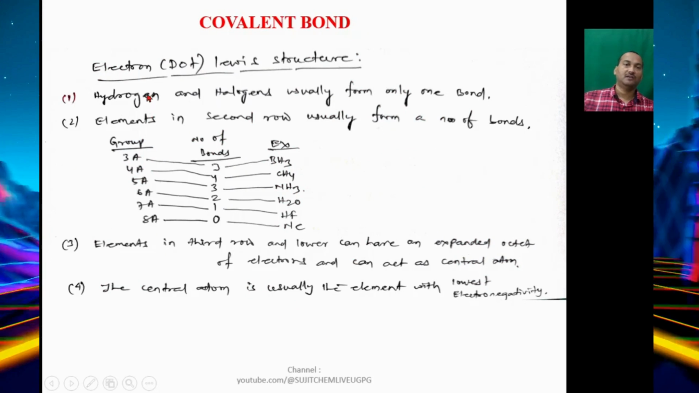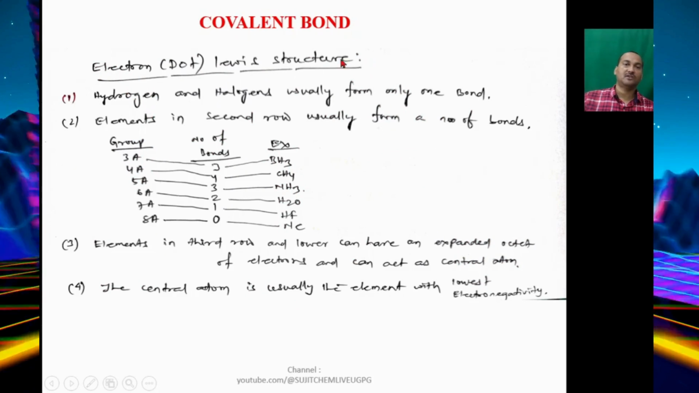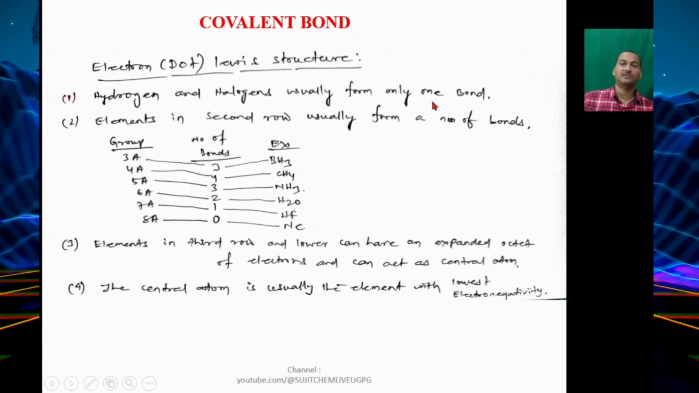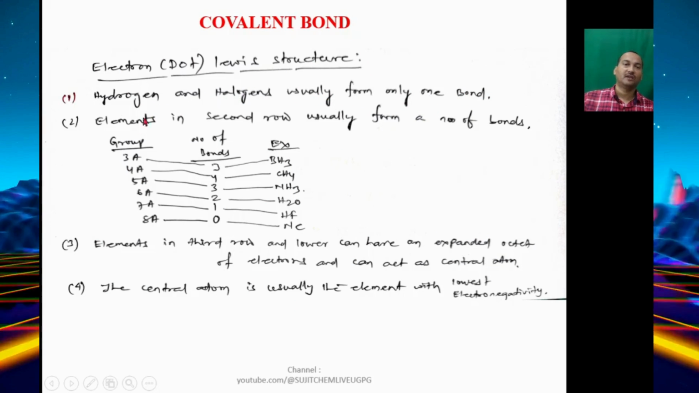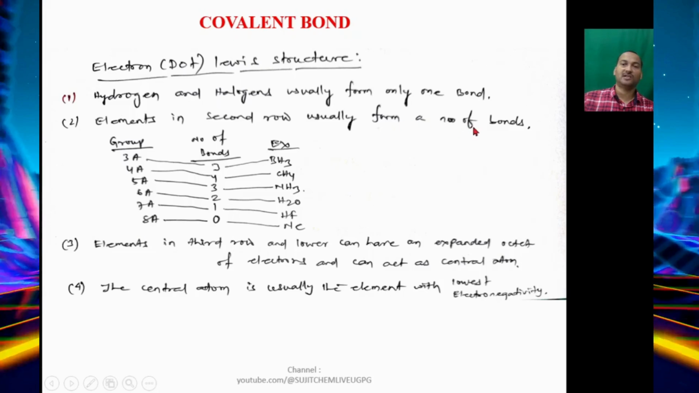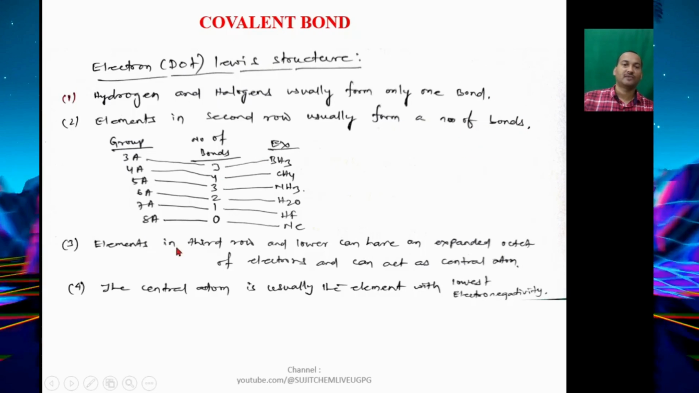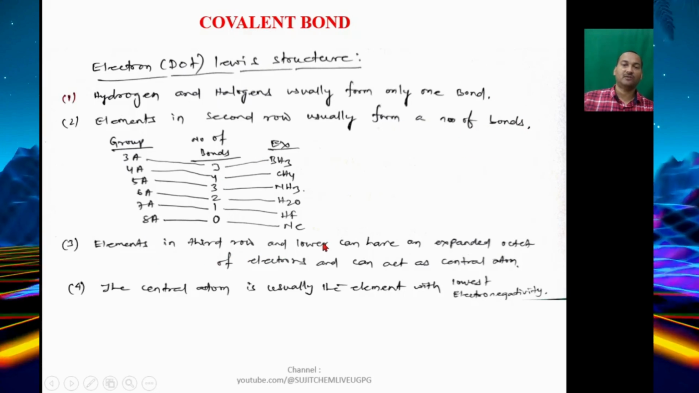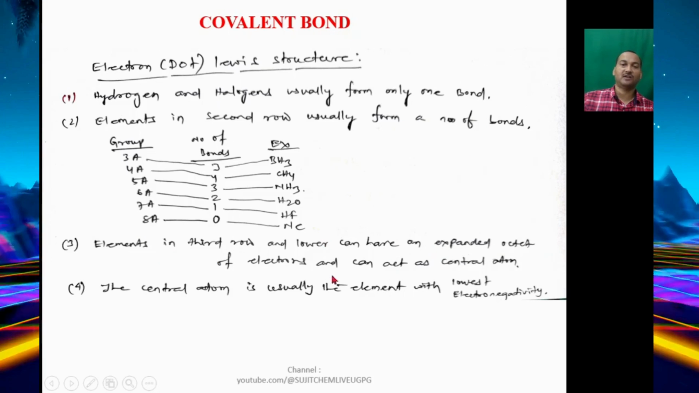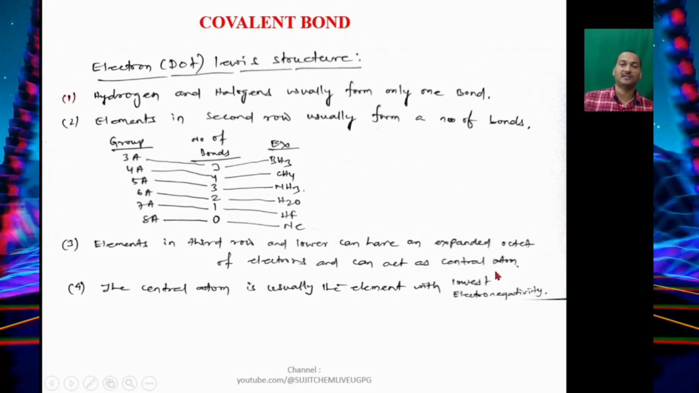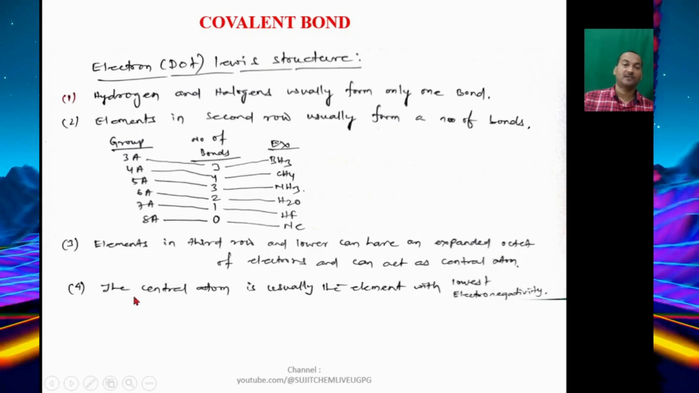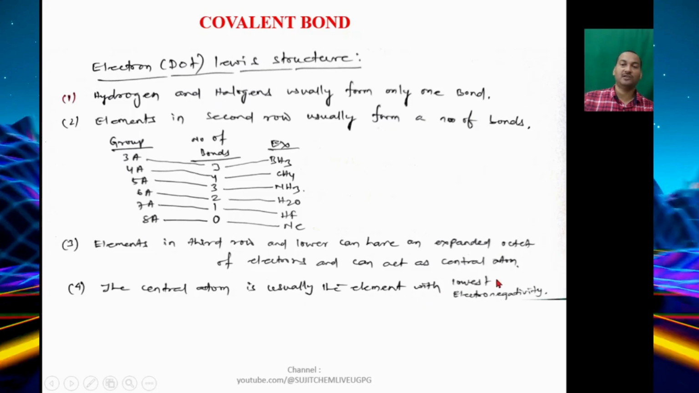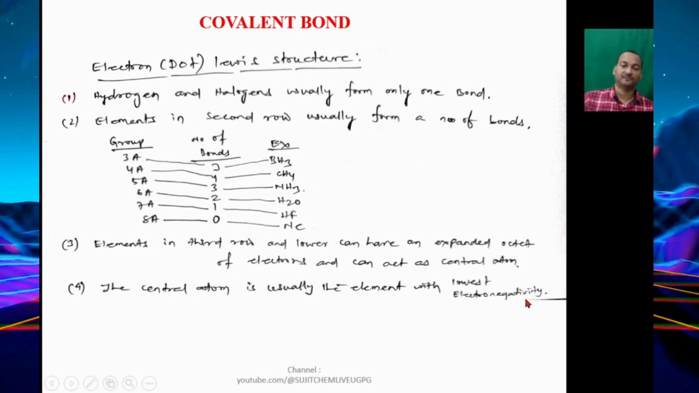Similarly in electron dot or Lewis structures, hydrogen and halogens usually form only one bond, and elements in second row usually form a number of bonds. Elements in third row and lower can have expanded octet of electrons and can act as central atom. And the central atom is usually the element with the lowest electronegativity.